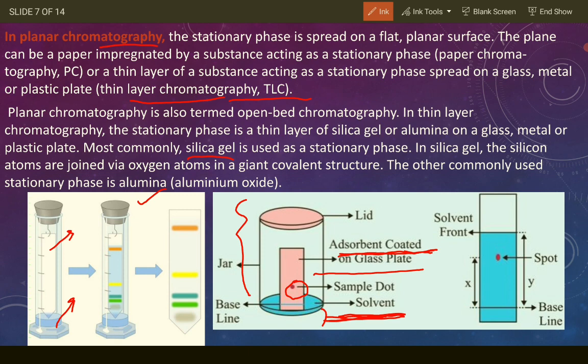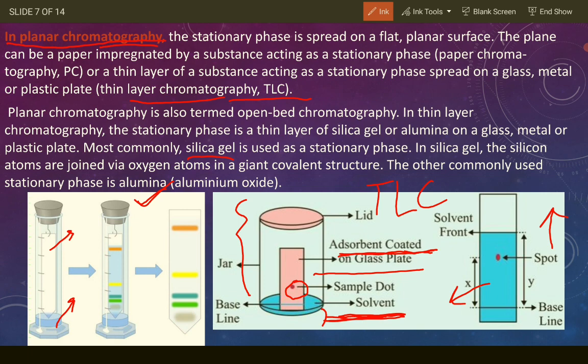Now if the component has more affinity towards the mobile phase, it will move faster, and if it has more affinity towards the solid phase or the stationary phase, it will move slower. So this is the TLC, thin layer chromatography, and this is the paper chromatography. Both are planar chromatography.